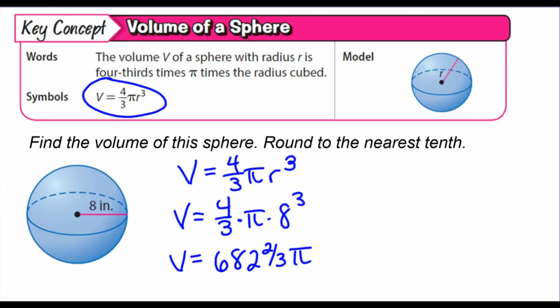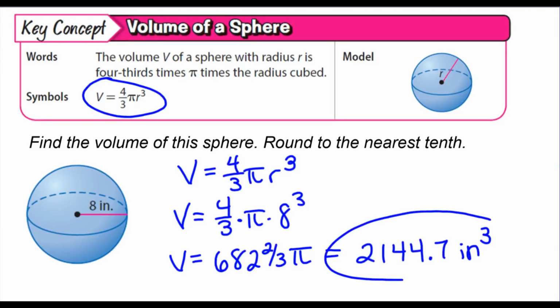And again, I wait till the very end to do my calculation with pi. I multiply that by pi and I round to the nearest tenth. It gives me a total volume of 2,144.7 cubic inches. And there you have it. Those are the volumes of our pyramids, cones, and spheres. We derive those from the volumes we already know, prisms and cylinders.